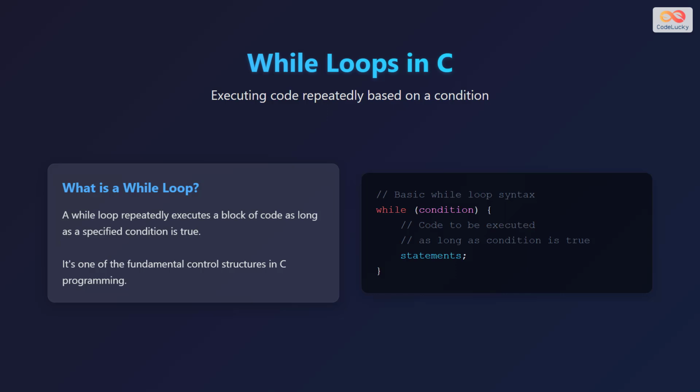A while loop repeatedly executes a block of code as long as a specified condition is true. It's one of the fundamental control structures in C programming. The basic syntax of a while loop is as follows: the keyword while, followed by a condition in parentheses. The code block enclosed in curly braces will be executed repeatedly, as long as the condition is true. Inside the code block, statements represents the code that you want to be executed repeatedly.